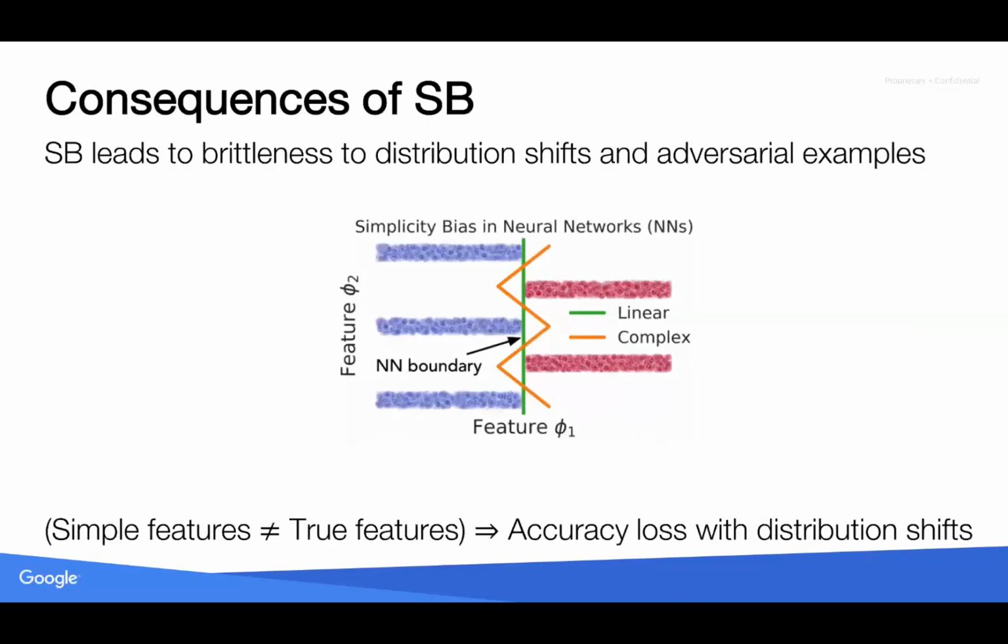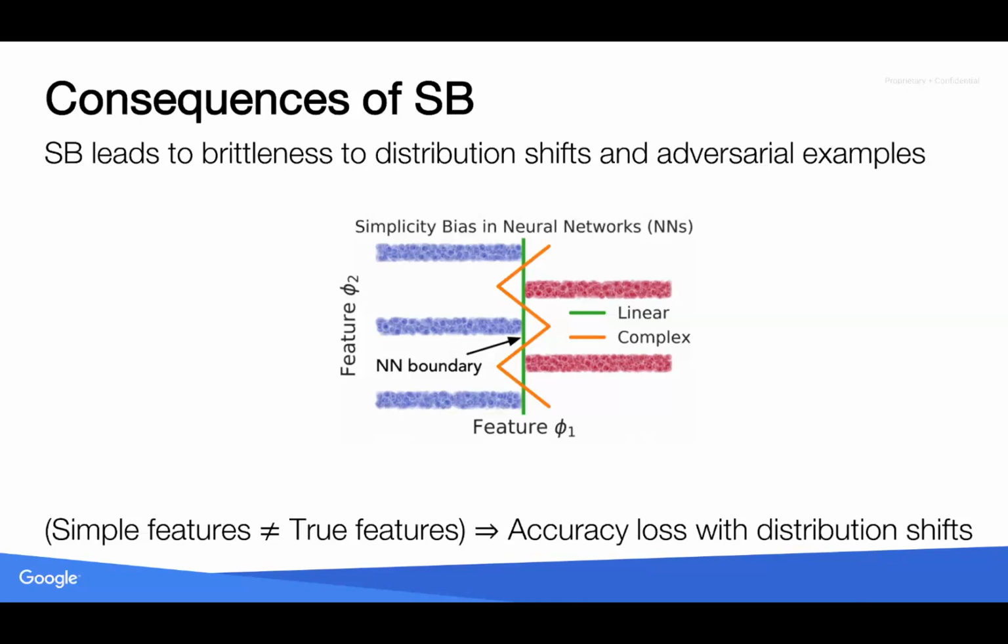Okay. So hopefully I've convinced you that simplicity bias leads to learning of only the simplest features. And because of that, we will not be learning all the features that are present in the data set. The key point is that this can lead to brittleness both to distribution shifts as well as to adversarial examples. The brittleness to distribution shift happens when the simple features that are learned are not actually the true features which are consistent across different domains.